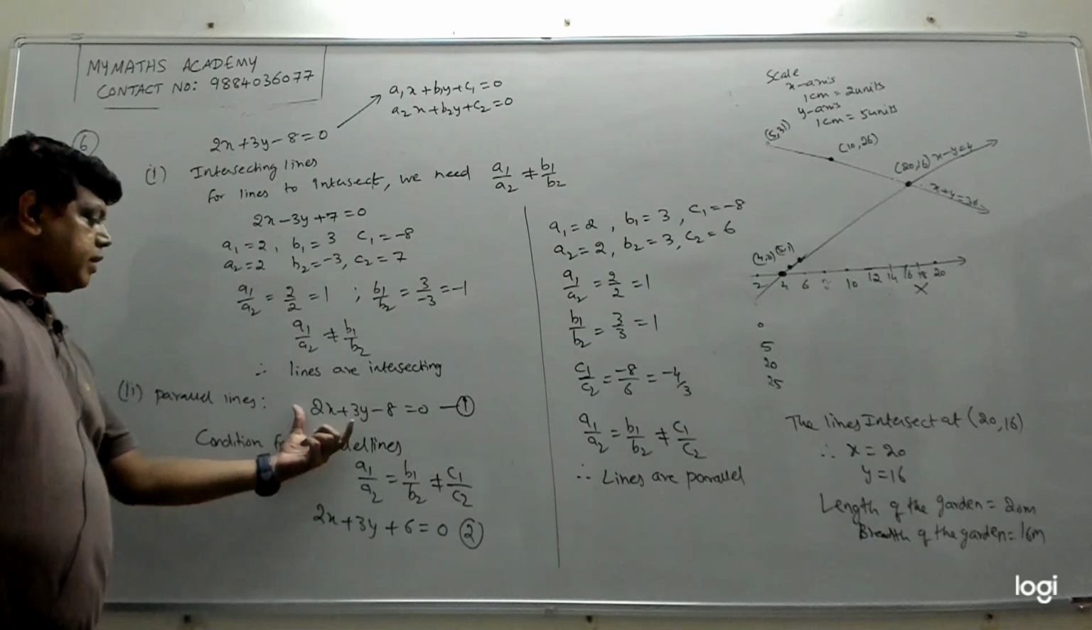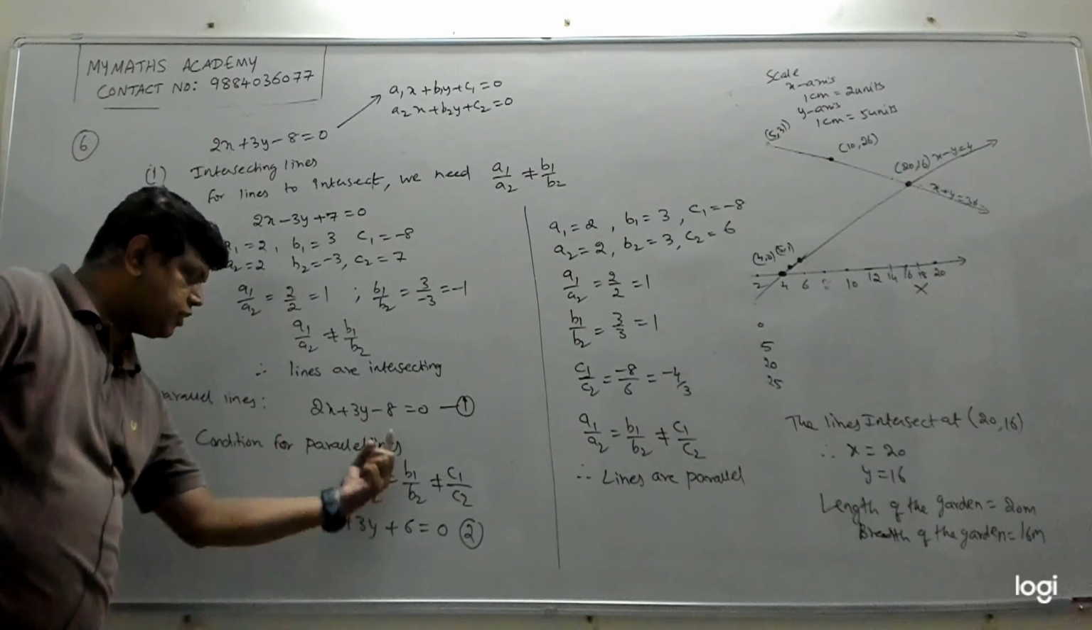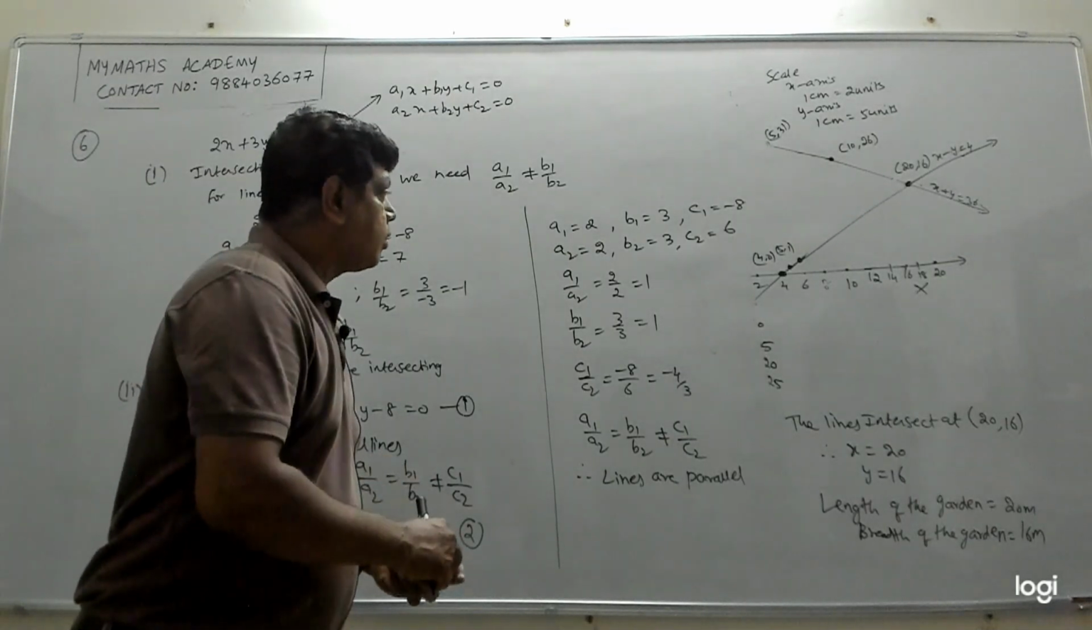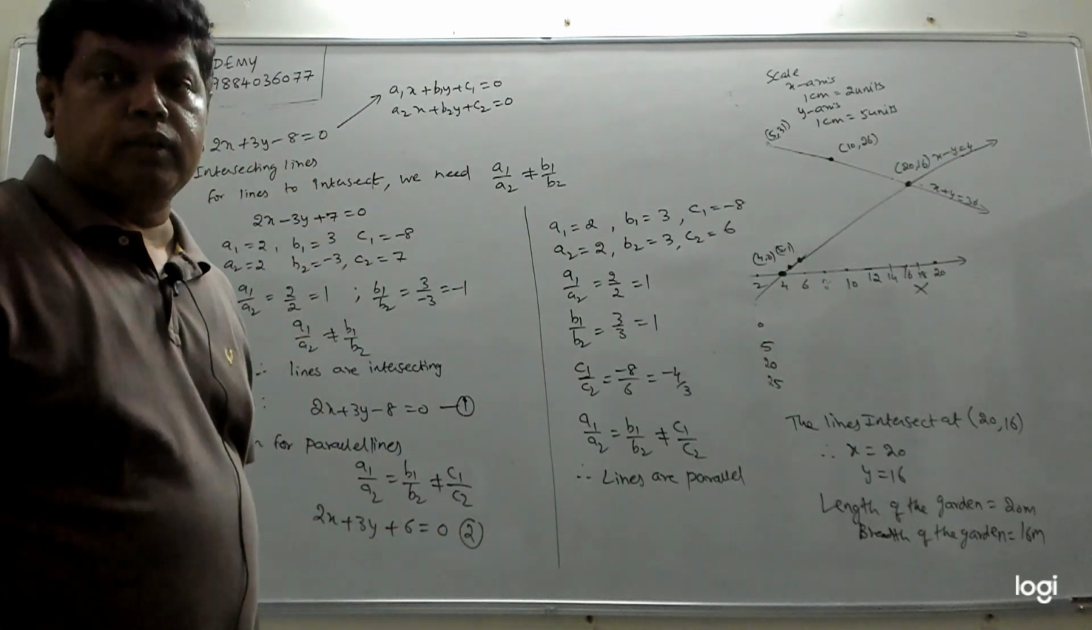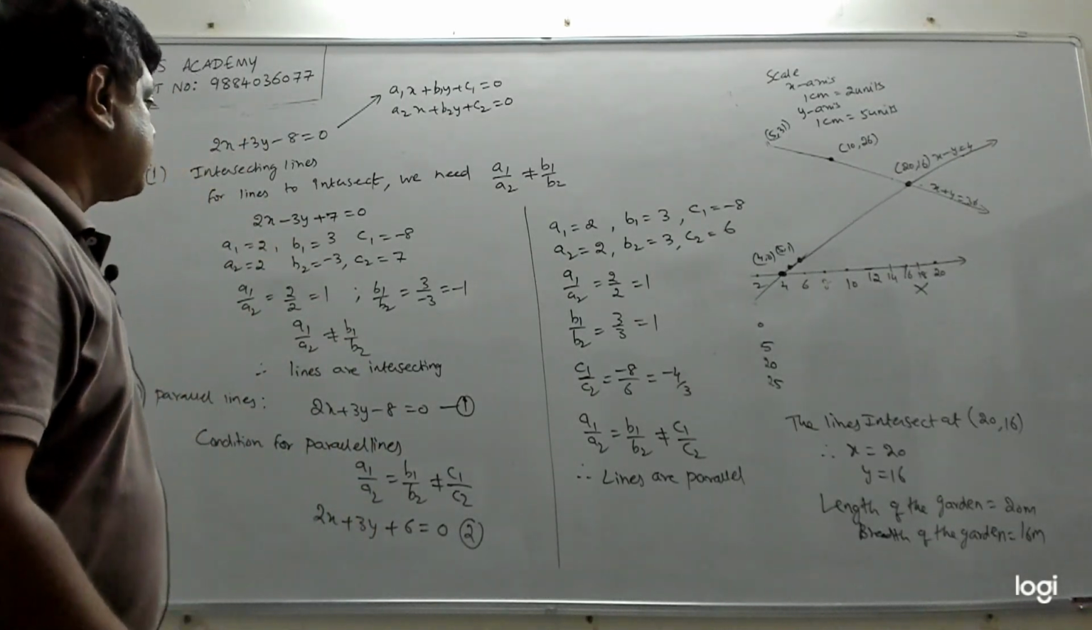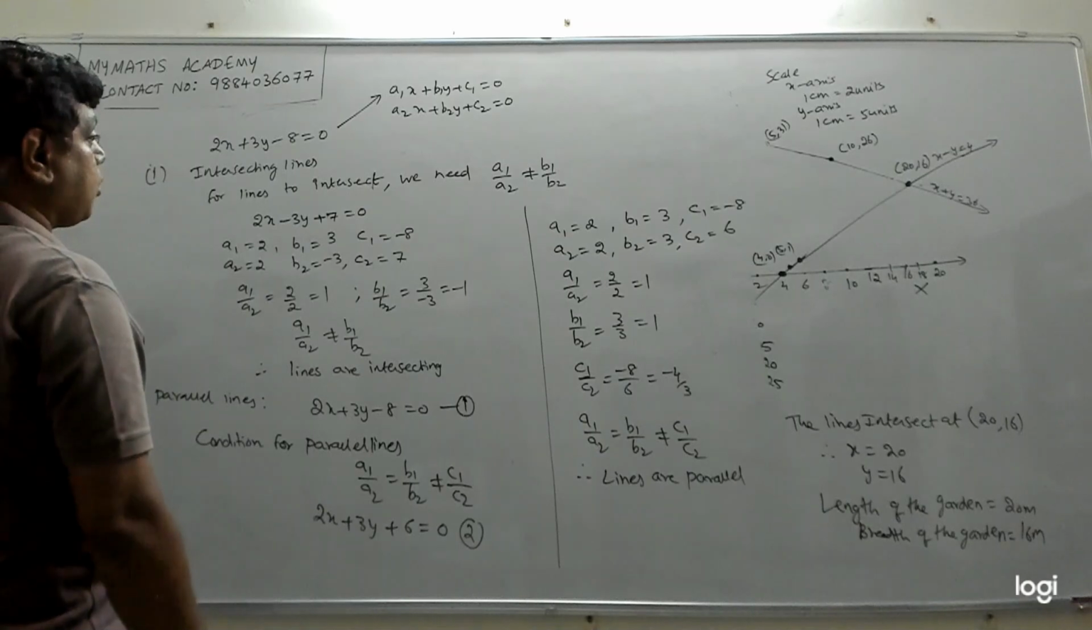Right? So parallel lines is very easy. Put this as it is, just change the number alone. Clear? Okay, now let's go to the third part, which is coincident lines.